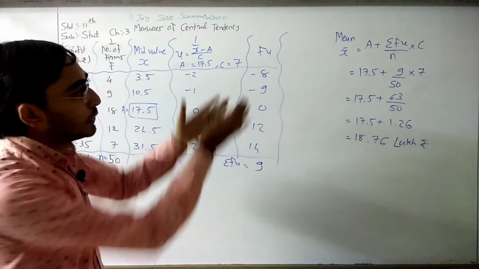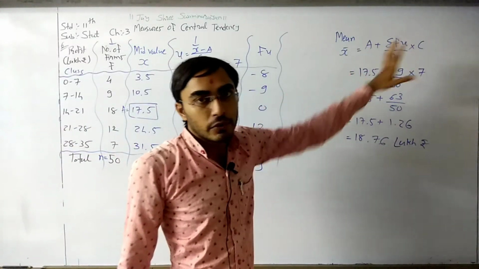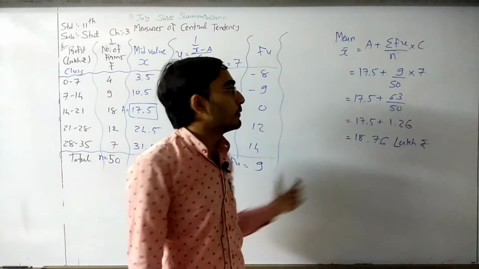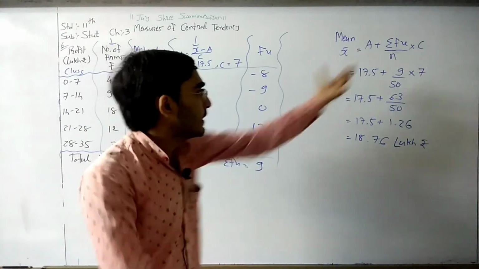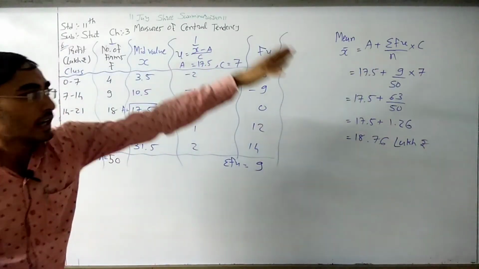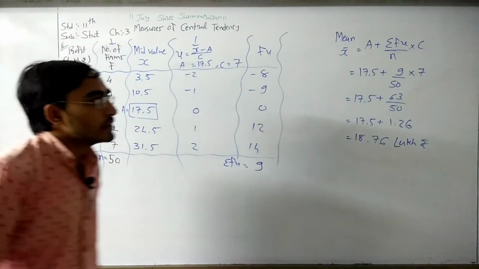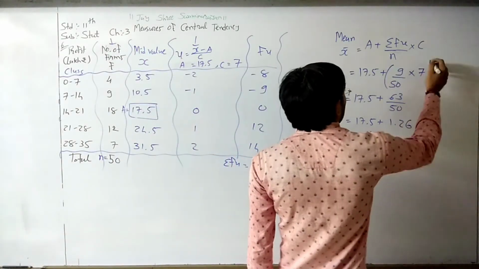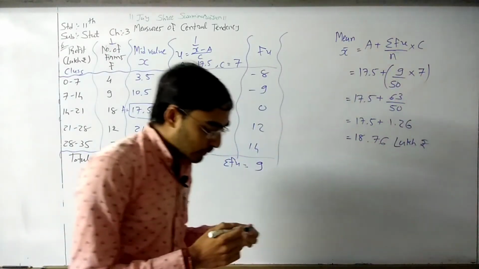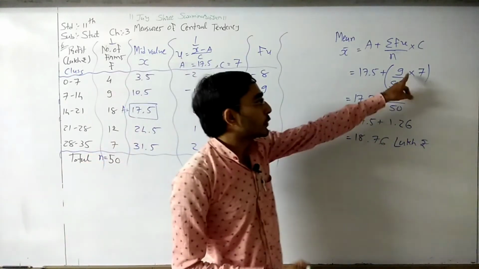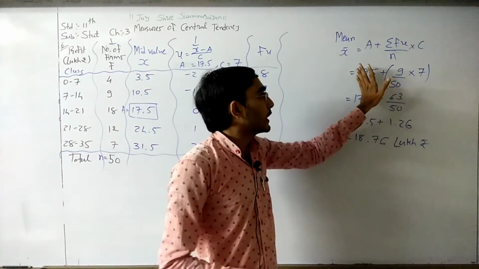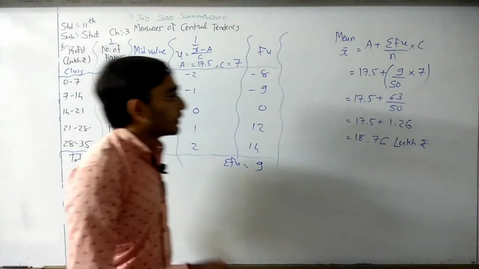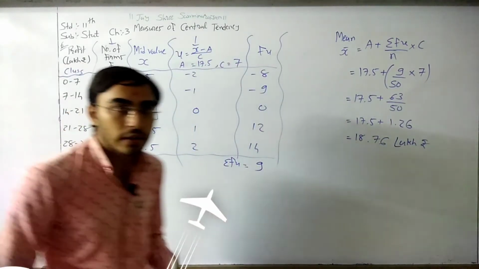Now put all the values in the formula. A plus sigma FU divided by N multiply C. A it is 17.5, sigma FU that we got 9 here, and 50, and class length C 7. Just do the calculation, you will get the answer. One more thing, you need to follow the BODMAS rule. So first of all we need to multiply and divide this. After that we can add with 17.5. So at last we get the answer 18.76 lakh rupees. Okay.